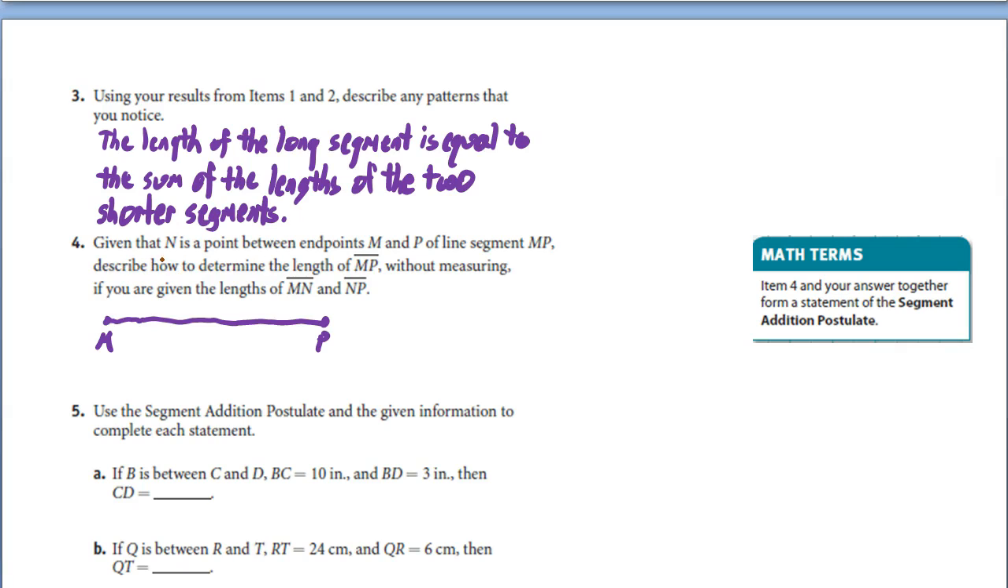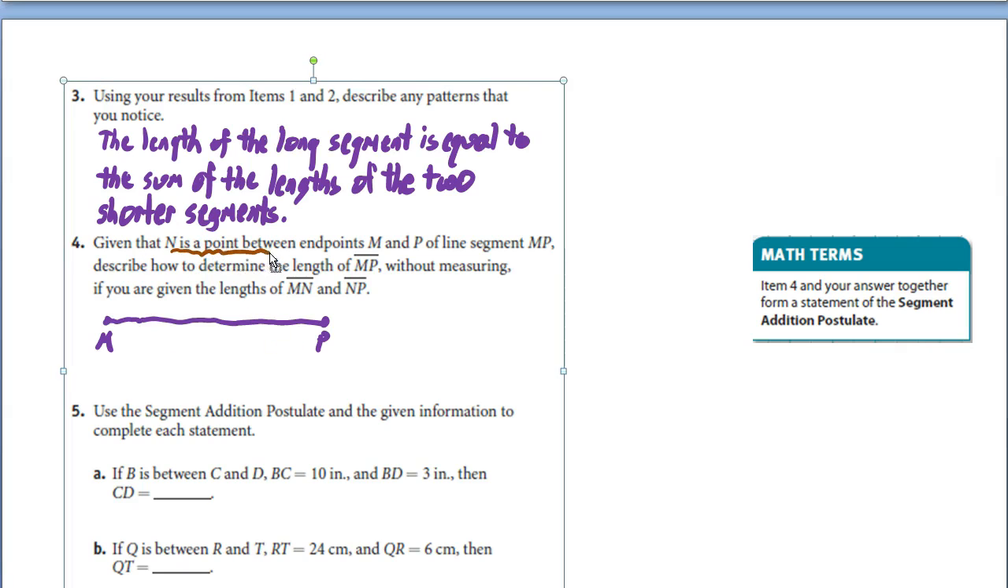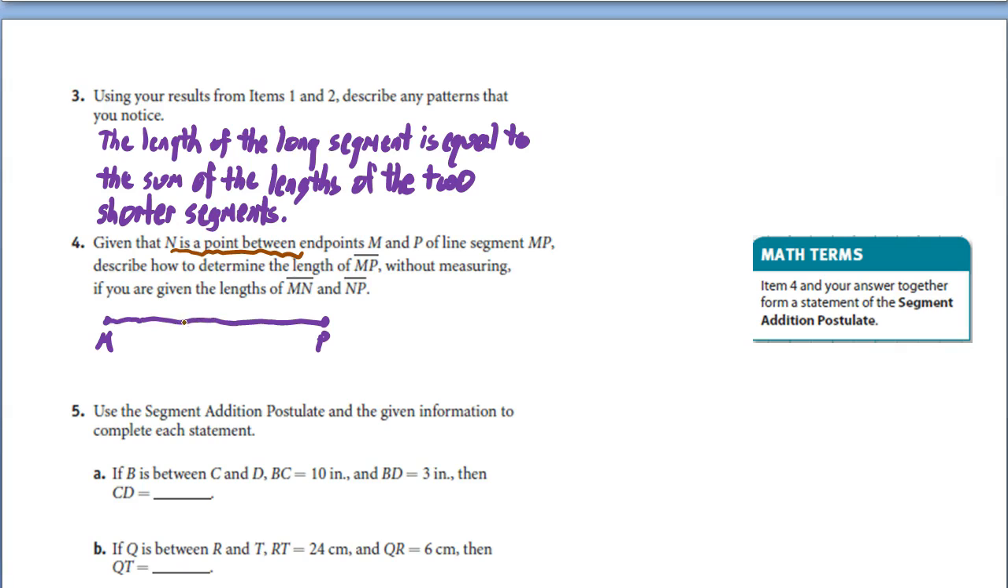Question 4. Given that N is a point between endpoints M and P of line segment MP, describe how to determine the length of segment MP without measuring, if you're given the lengths of segment MN and segment NP. So this was a long sentence. Let's go back to the beginning. Given that N is a point between the endpoints M and P. So I have drawn a segment with endpoints M and P, and we're told that N is a point somewhere between them. It doesn't say exactly in the middle, so somewhere between them is point N.